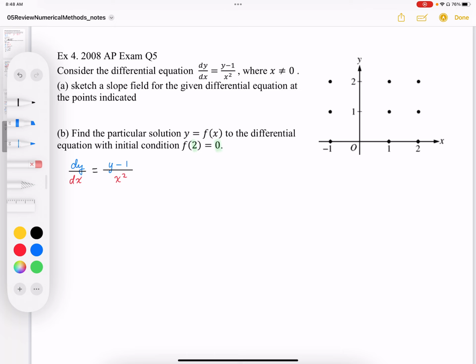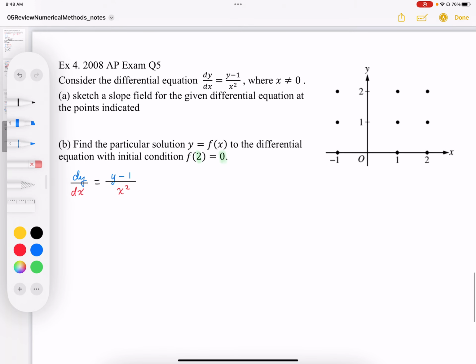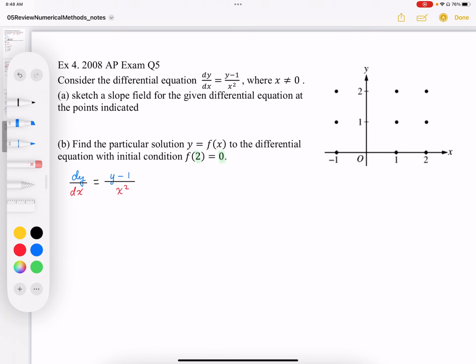Part A says, sketch a slope field for the given differential equation at the points indicated. So on those black dots, we want to draw slope segments, and we're going to plug in the x and y coordinates for those black dots to be able to calculate slope segments. I'm going to start with y equals 1, because at y equals 1, the numerator is going to be 0, and 0 divided by anything is going to give us 0. So we have horizontal tangents at y equals 1.